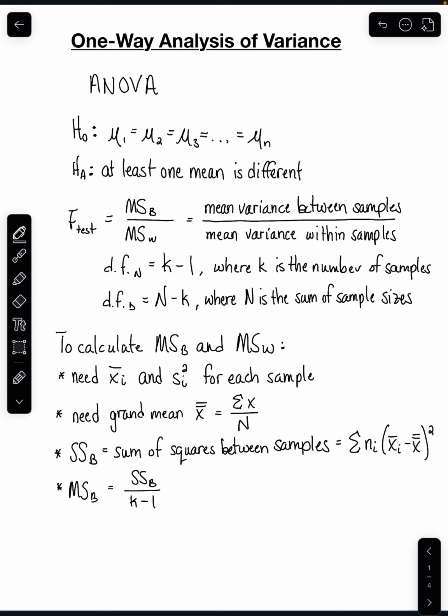So again, the minus 1 is relevant to the degrees of freedom, but essentially what we're doing here is calculating the sum of the squares between samples. We're saying if we have 5 samples, we're going to do this calculation 5 times and add them all together. And then the mean squares between samples is going to be basically the average from the sum of squares between samples. This is also sometimes written as SS sub B over the degrees of freedom of the numerator.